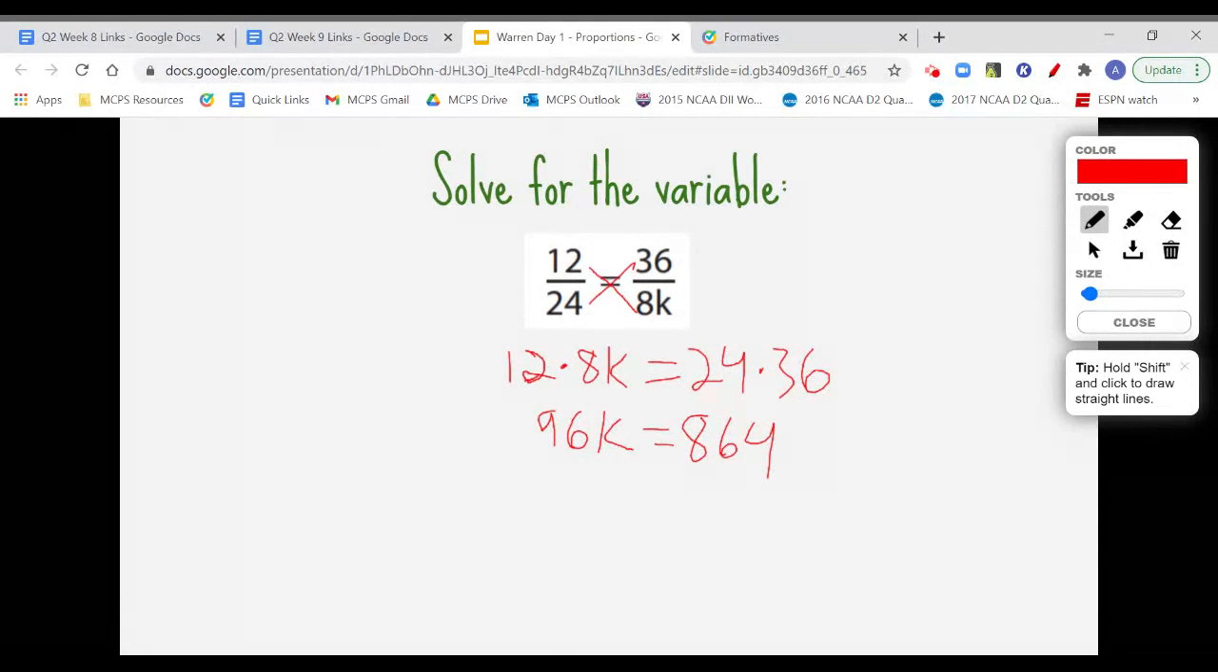At this point, I have a one-step equation left. I have 96 times k equals 864. Remember, my goal is always to isolate the variable, right? So I want to get k all by itself, so I'm going to have to do something to remove anything surrounding k. There's a 96 being multiplied to k, so I'm going to do the opposite of multiplying, which is dividing, and divide both sides by 96. When I do that, my answer comes out to 9, and that is the answer to my proportion.